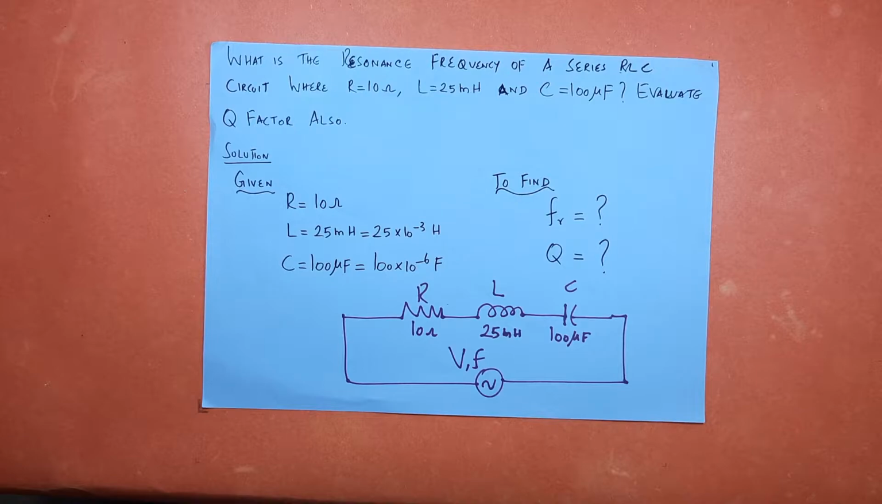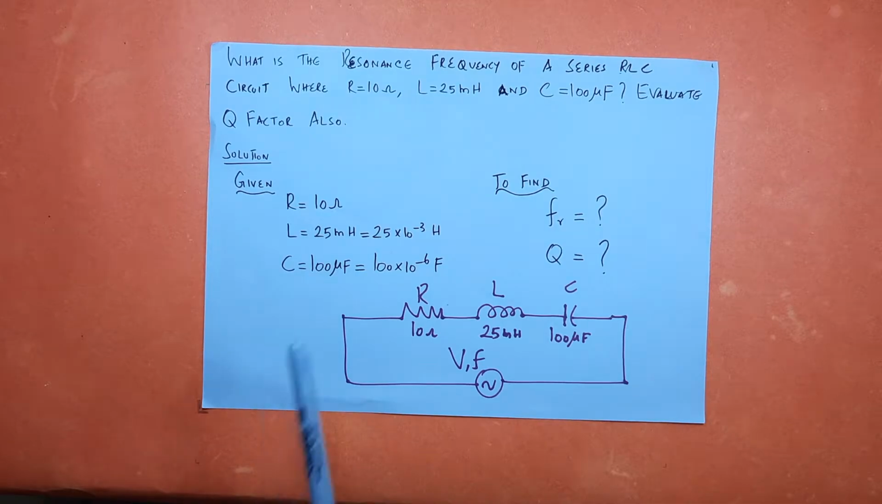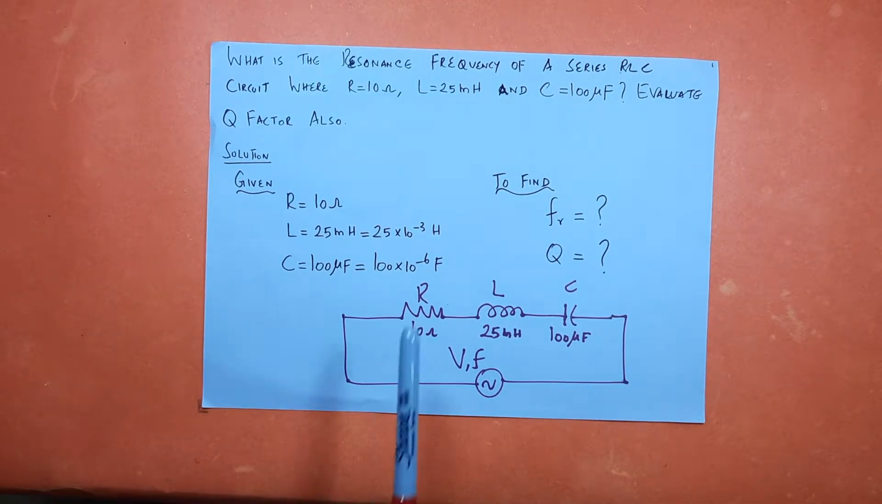First we have: what is the resonance frequency of a series RLC circuit where R equal to 10 ohm, L equal to 25 millihenry and C equal to 100 microfarad? Evaluate Q factor also. Solution: first you write all the given information. R equal to 10 ohm, L equal to 25 millihenry, that you write as 25 into 10 power minus 3 Henry, C equal to 100 microfarad equal to 100 into 10 power minus 6 farad.